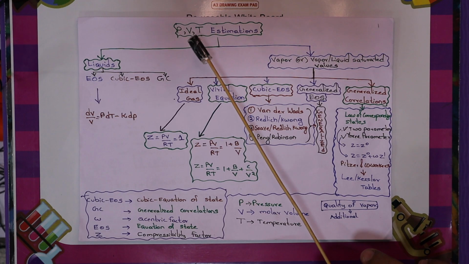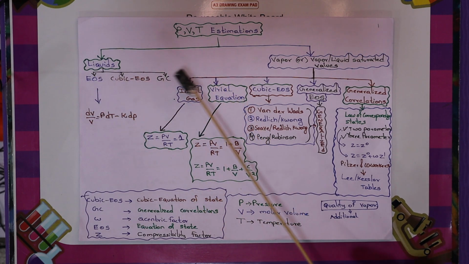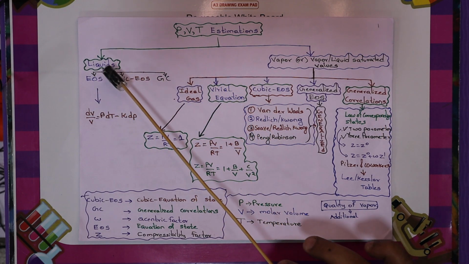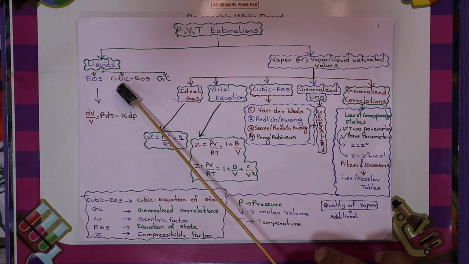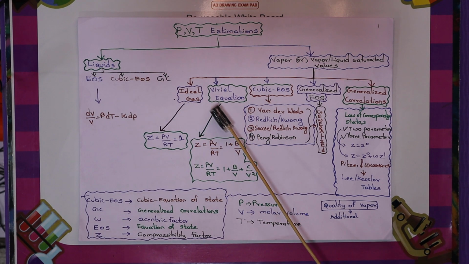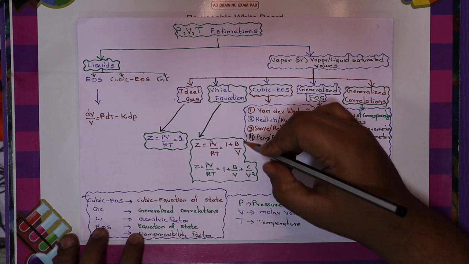We are in the estimation of volume of the liquids and gases for given pressure and temperature conditions. We have so far covered many things: the equation of state for liquids and cubic equations of state to estimate the volume of liquids, the ideal gas method to find the vapor volumes, virial equations, cubic equations, and generalized correlations.